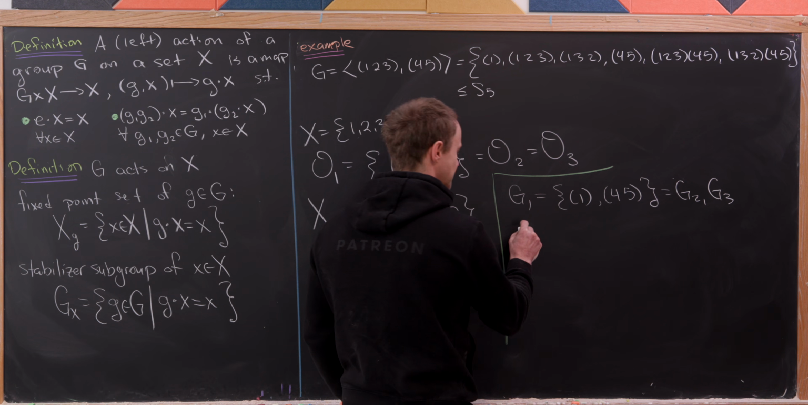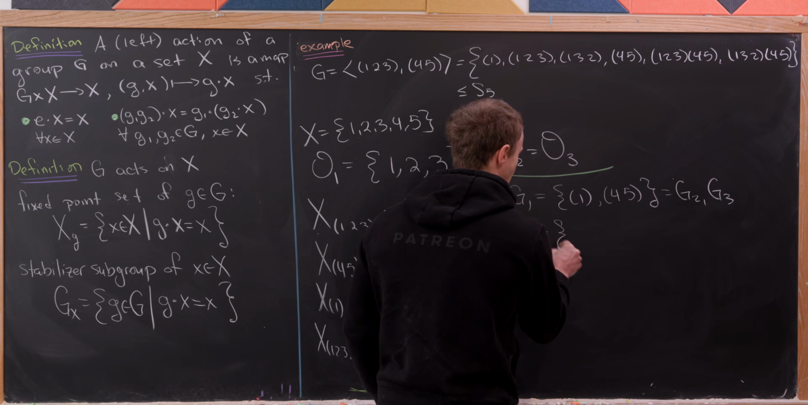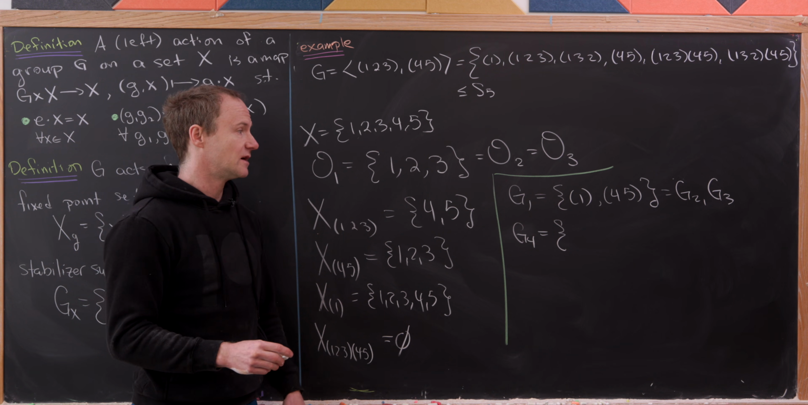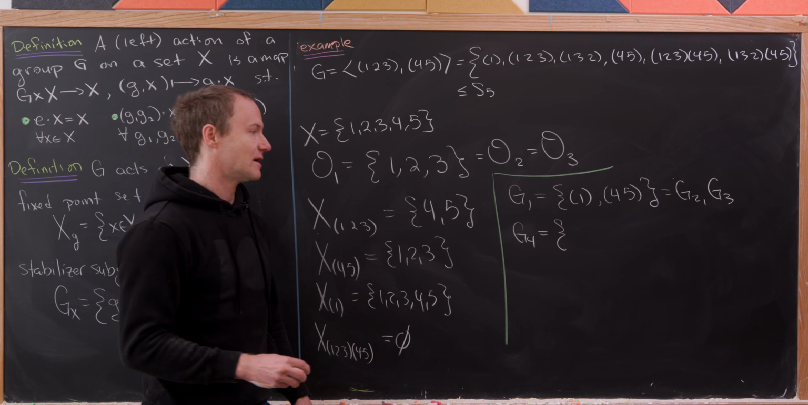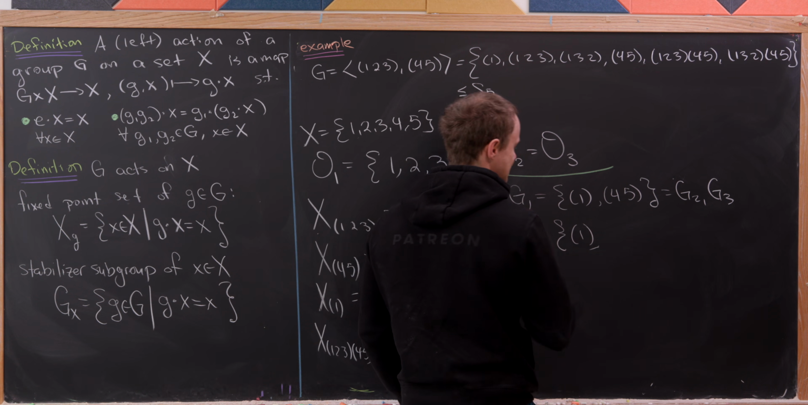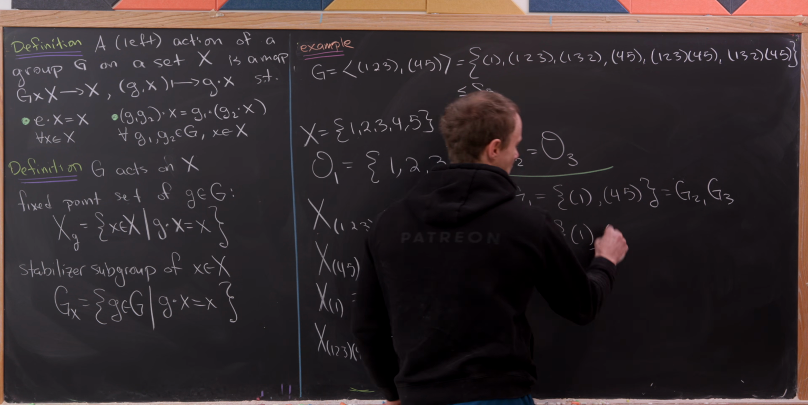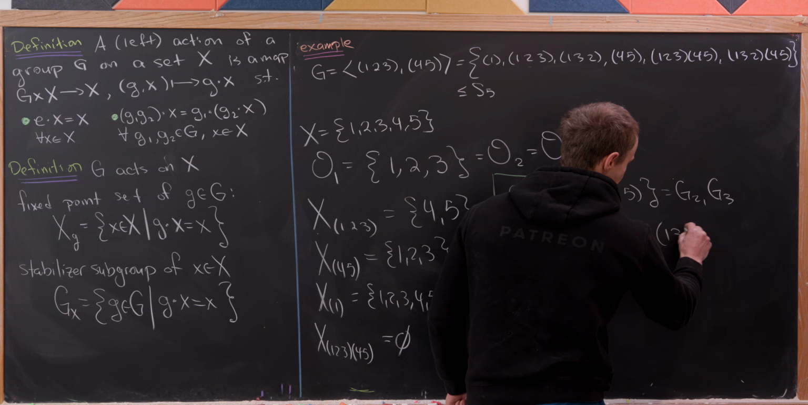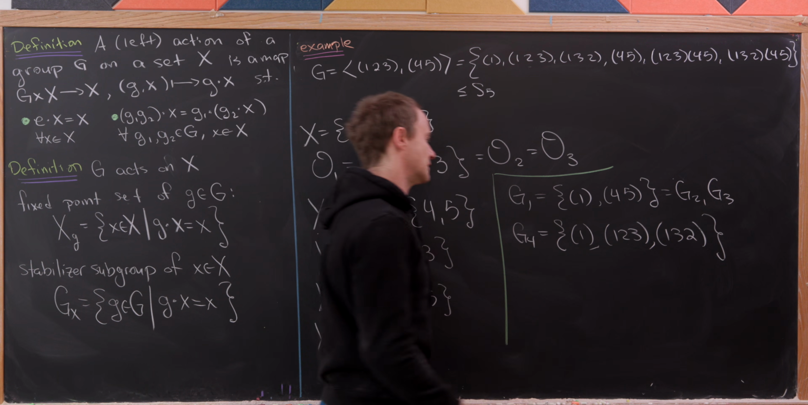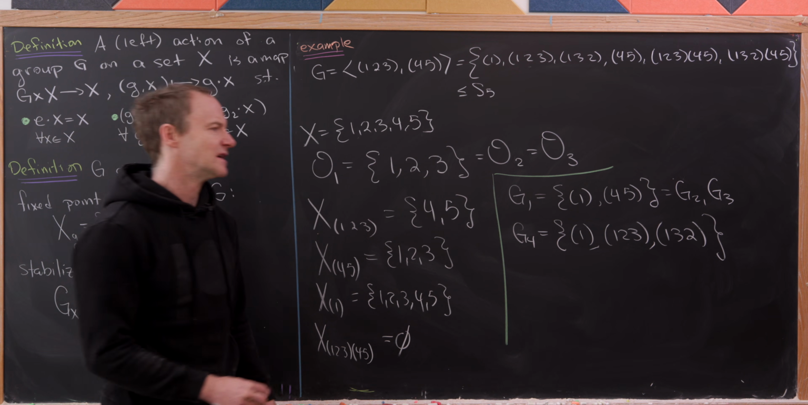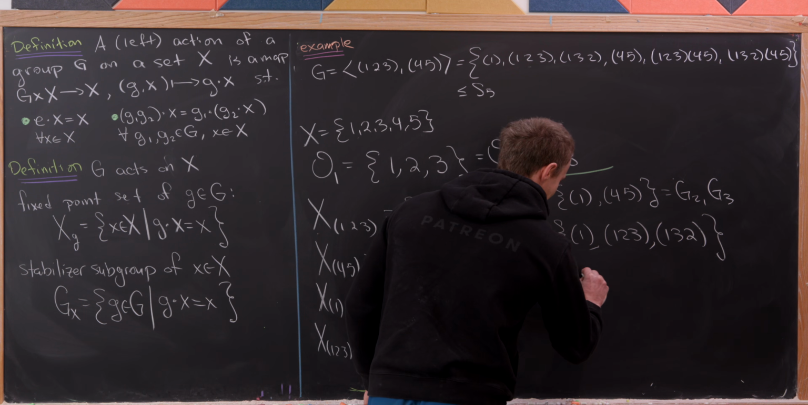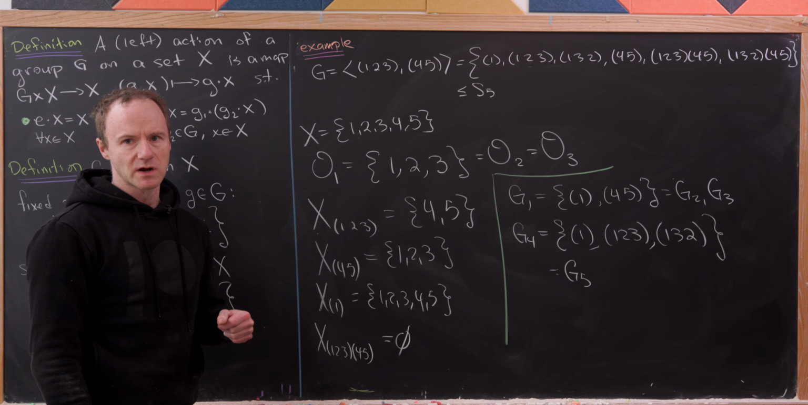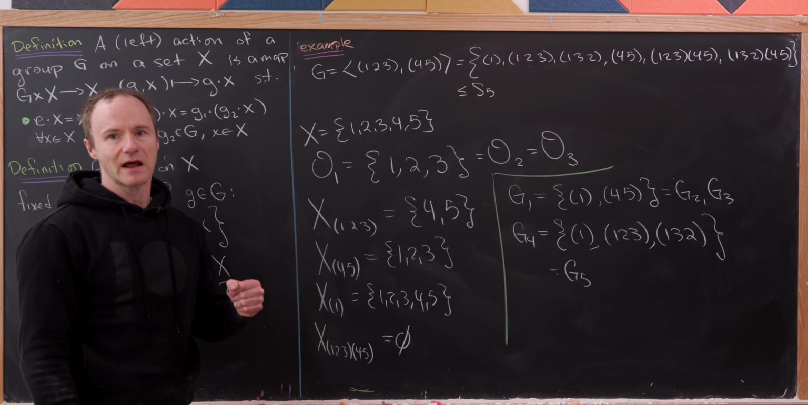Okay. Now let's look at the stabilizer subgroup of the element 4. That means we need to sort through all the elements of our group and pick out the elements that fix the number 4. Of course the identity is going to fix 4, and then the 3-cycle (1 2 3) fixes 4, and the 3-cycle (1 3 2) also fixes 4. So we've got those. And notice this is exactly the same as the stabilizer subgroup of the number 5 as well.